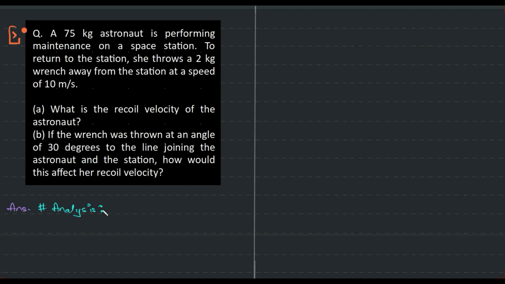We have a 75 kg astronaut performing maintenance on a space station. To return to the station, she throws a 2 kg wrench away from the station at a speed of 10 meter per second. What is the recoil velocity of the astronaut?